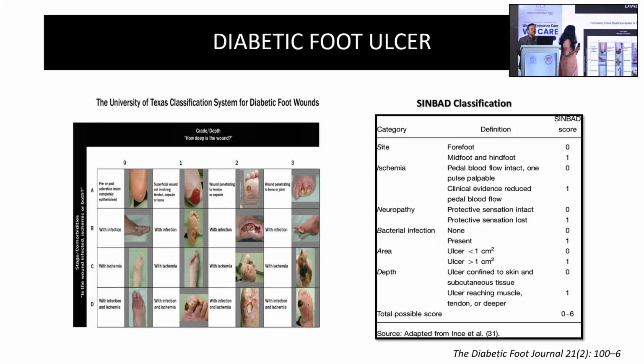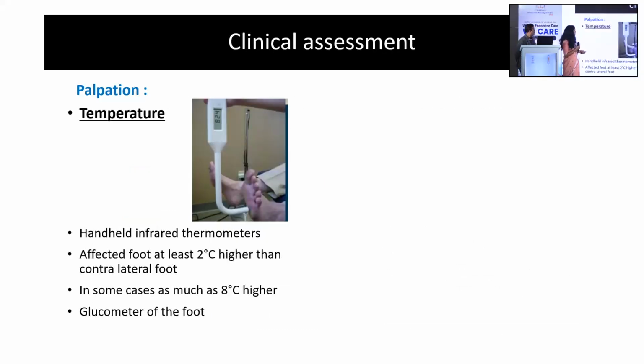Then you have the University of Texas classification, which talks about depth plus presence or absence of infection and presence or absence of ischemia. And then you have the SINBAD classification. In addition to these factors, it also comments on where the ulcer is, forefoot, midfoot or hindfoot, and the depth of the ulcer. Then in the examination, when it comes to palpation, skin temperature is very important for Charcot's foot, because in the early acute stage, that may be the only sign, where you could notice this difference in temperature.